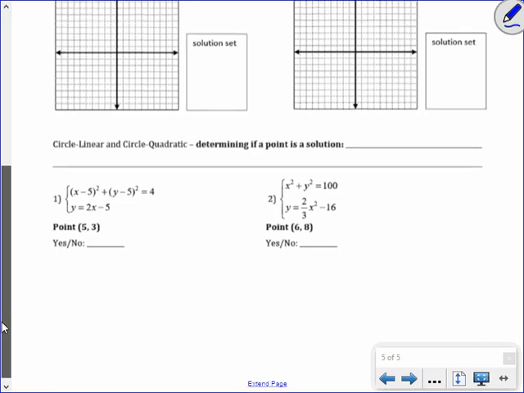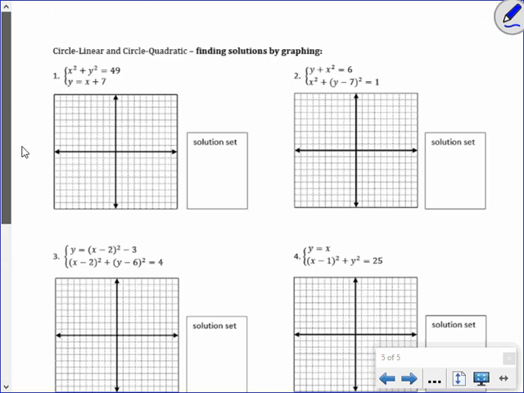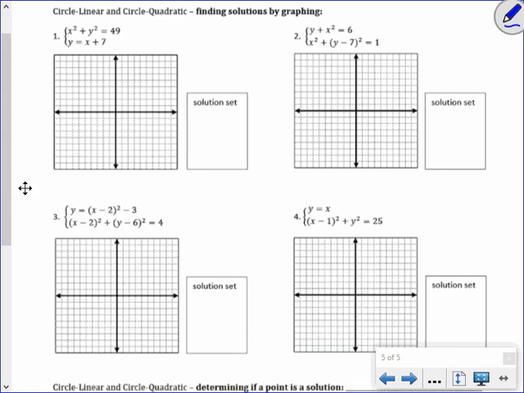At the very end we'll talk again. We'll recap how to check to see if something is a solution. So the first thing you need to be able to do is identify which is which. Which one's a circle, which one's a line, which one's a quadratic. That's something you need to be able to do. So look at example number 1. What is the first equation going to give me if I graph it? Circle. Okay, so this one is a circle.